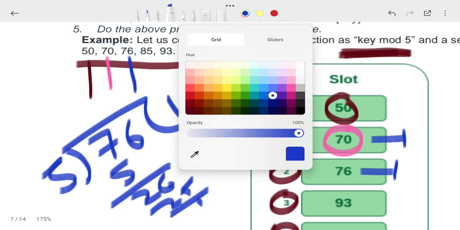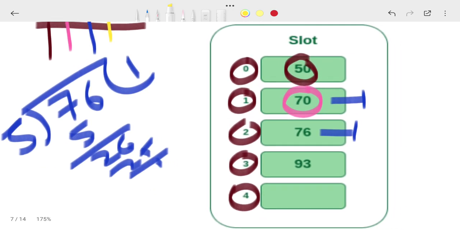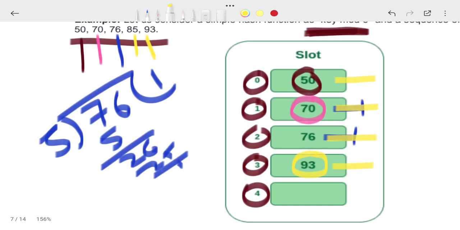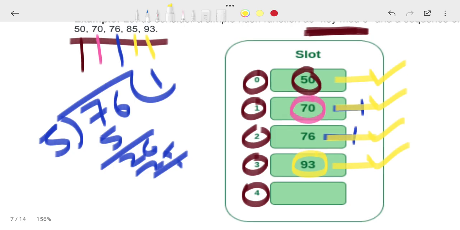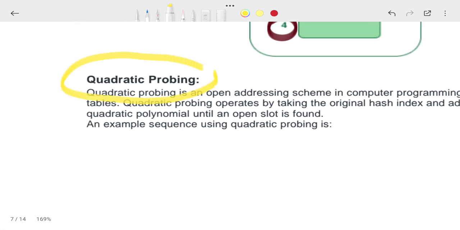Now next I am using this color. 85 divided by 5 gives remainder 0, so at index 0 there is already data, and the next ones are also filled, so 93 will be placed here. What is the probe value for 93? 1, 2, 3, 4. It means 4 times I check the node for a vacant place. That is the meaning of probe. Understand? Now I will come to the quadratic part.